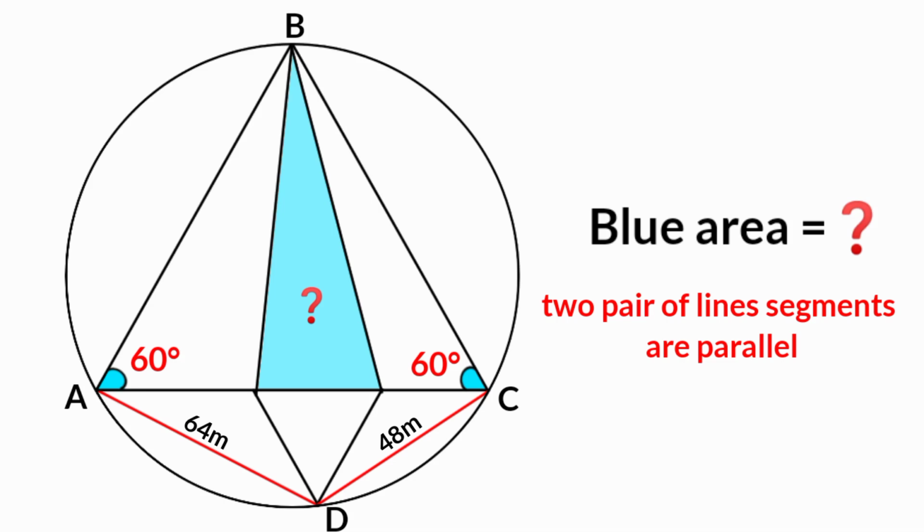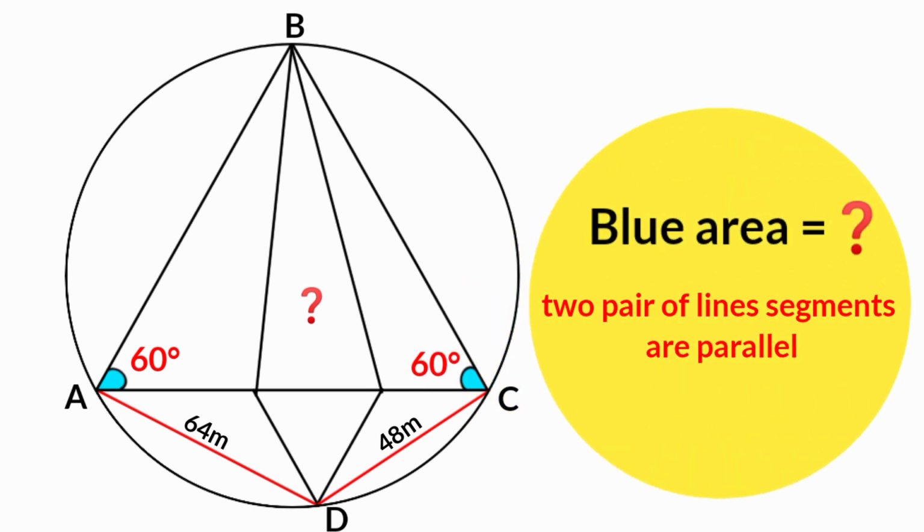Hello everyone, we have a very interesting question today. We are asked to calculate the blue area, that is the area of this blue triangle. We have the length of this chord AB to be 64 meters. The length of this chord CD is 48 meters. The size of this angle BAC is 60 degrees, and similarly, this angle BCA is also 60 degrees.